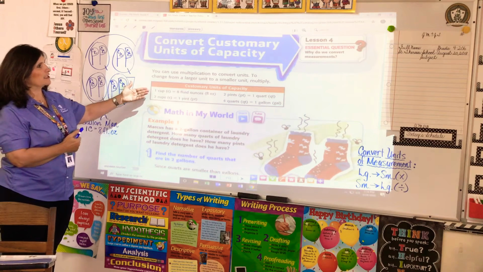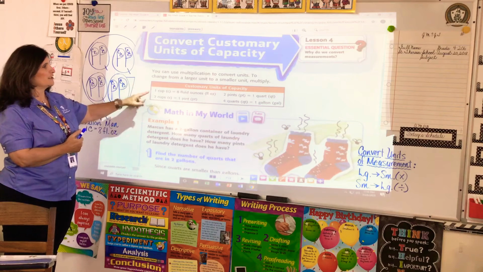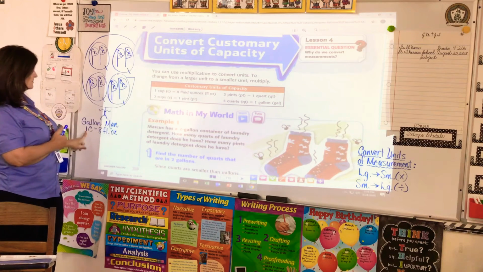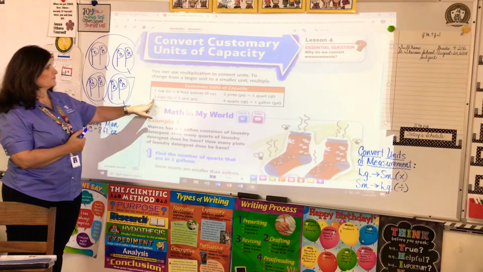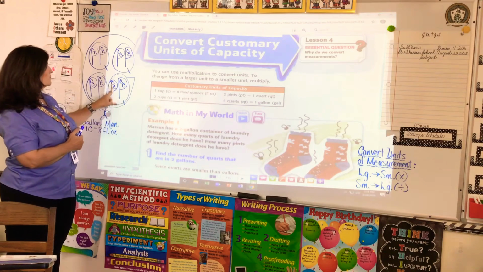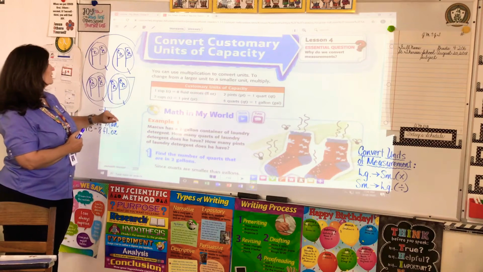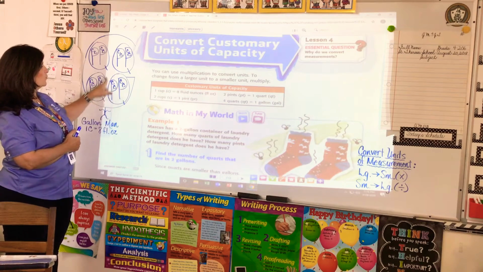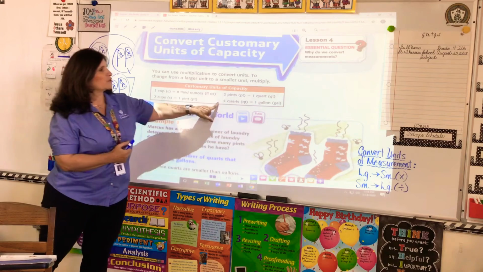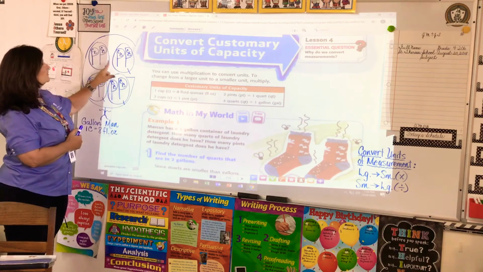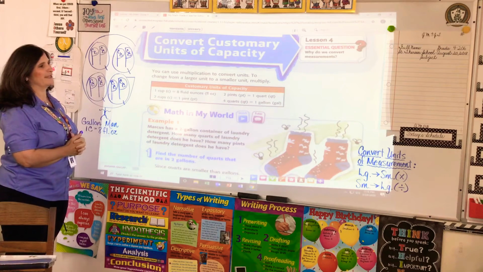We have here a customary units of capacity chart. 1 cup equals 8 fluid ounces. 2 cups is 1 pint. 2 pints, 1 quart. 4 quarts equals 1 gallon.